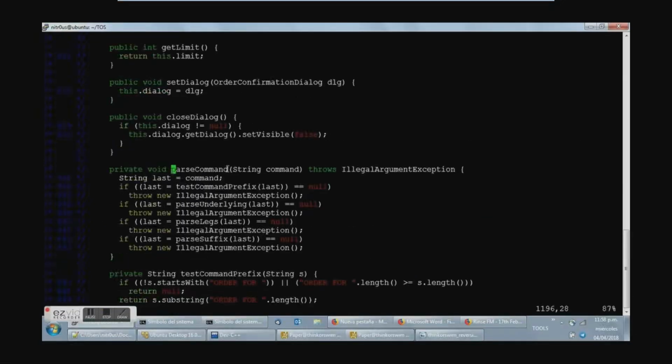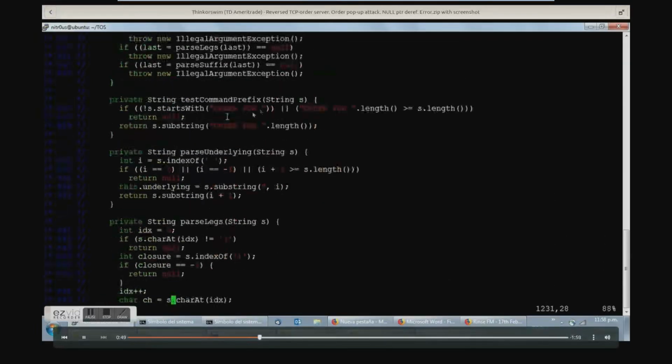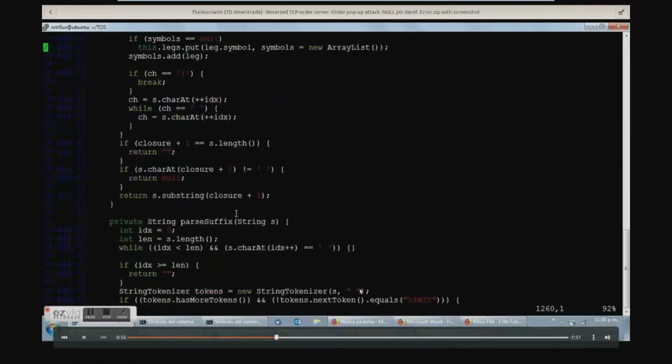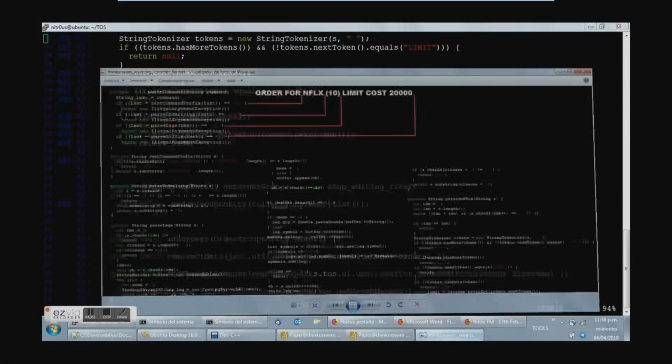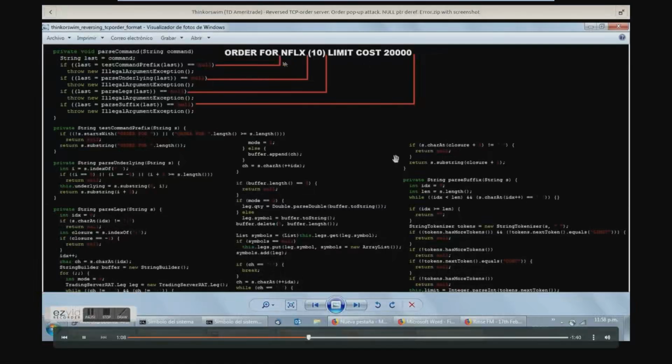So after a couple of hours reading the parser, you can see some of the accepted syntax: some order types, such as limit, market, cost, and some keywords. And this is how the order server accepts the messages. Order for Netflix.